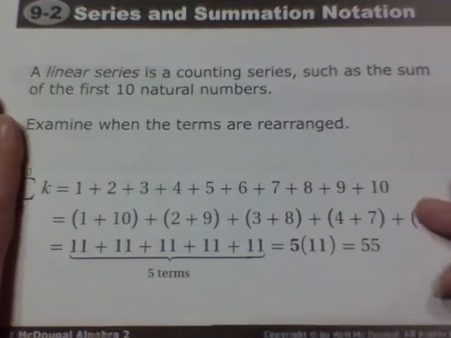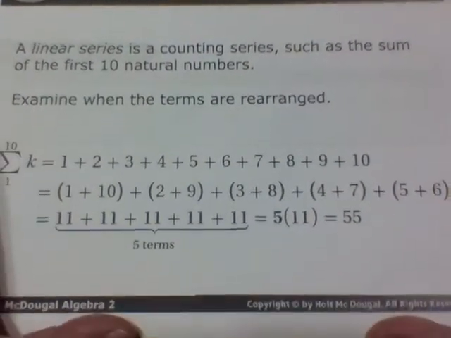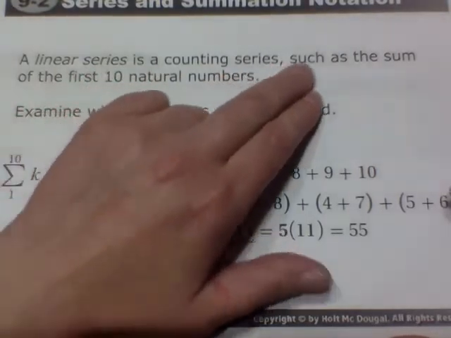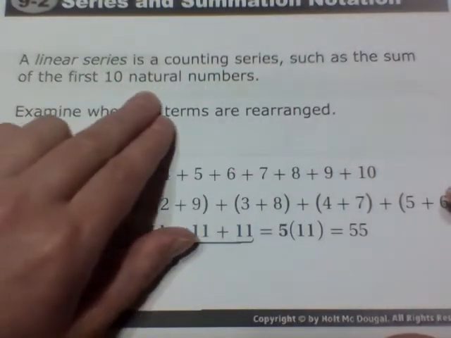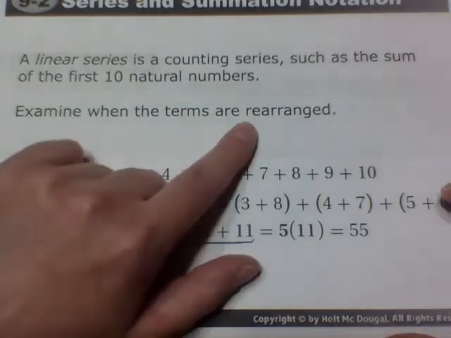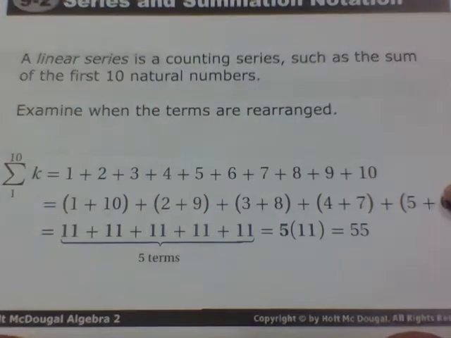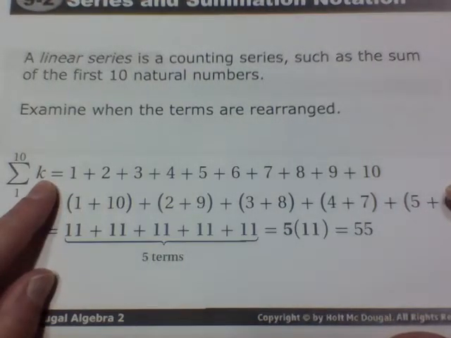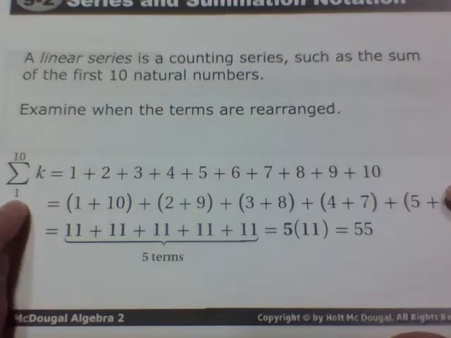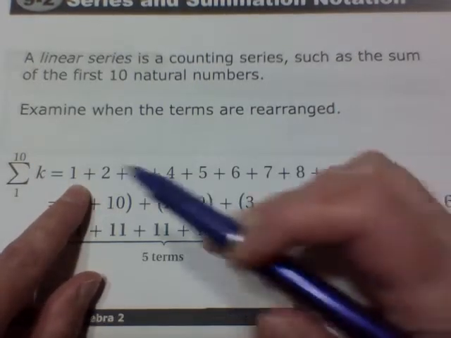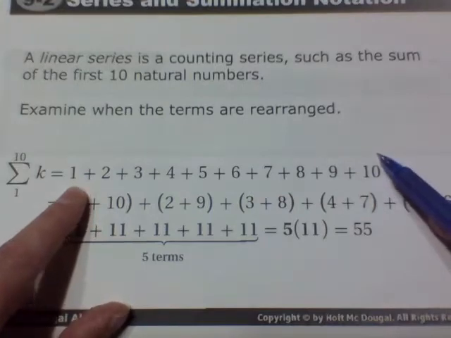So, taking a look at an example here, looking at a few more key terms. A linear series is a counting series such as the sum of the first 10 natural numbers. So if we examine the terms and how they are arranged here, this is saying that k is starting at 1 and going till 10. So we're going to take 1 plus 2 plus 3 plus 4 all the way to 10.